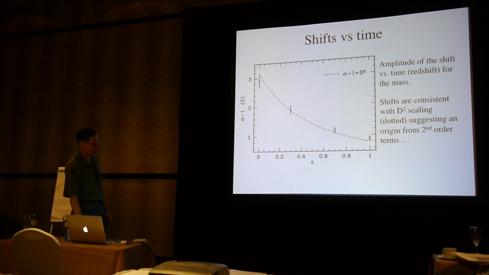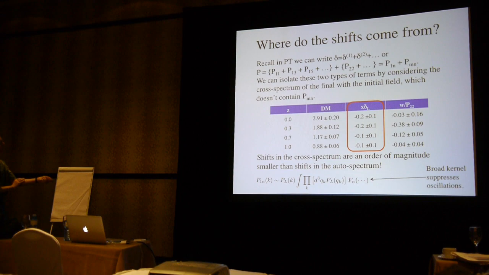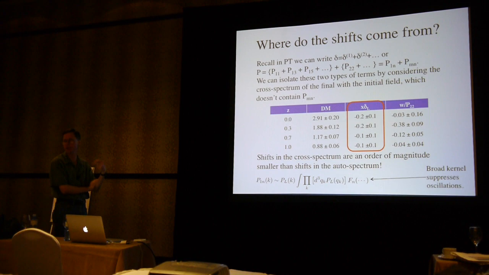So you recall, of course, that in perturbation theory, I'm taking delta and I'm writing it as a first order term plus a second order term, etc. So when I take my power spectrum, it sort of factorizes into two types of terms. There's P11, P13, P15, etc. Then there's terms that go like P22, P44, and so on, right? So I'm going to divide these terms schematically into terms that look like P1n and Pmn, right? And in the simulations, if not in observations, I can isolate these two types of terms by considering the cross spectrum of the final field with the initial field, or by considering the fully evolved field, right? So I can actually measure these two things in a simulation independently.